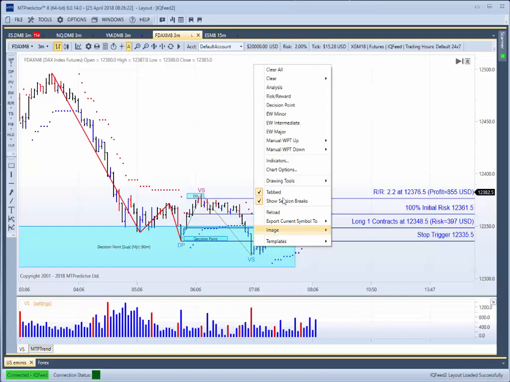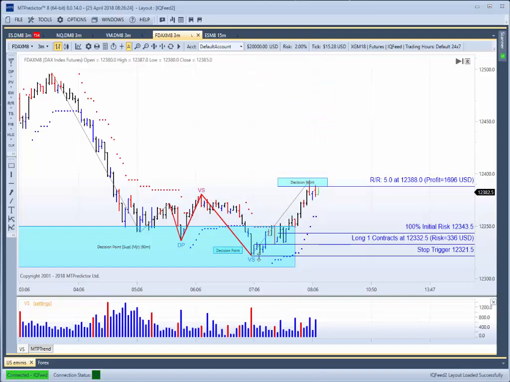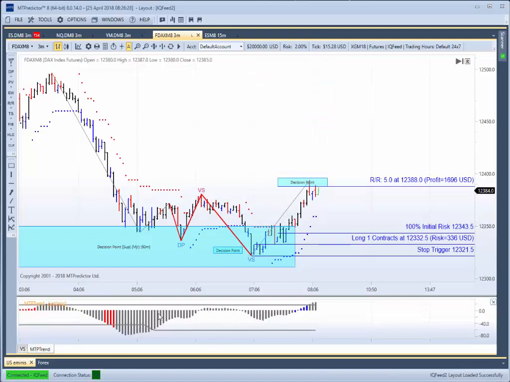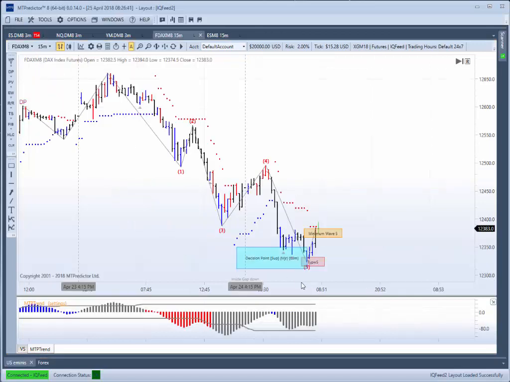So that's how we put things together, but you see how it wasn't just a VS setup on our correctly coloured MTP trend, i.e. black, to show it's in the process of reversing. There were other things coming in here at the same time. In particular, our DP support and also confirmation on the 15-minute chart that we're potentially at a trend termination pattern as well.